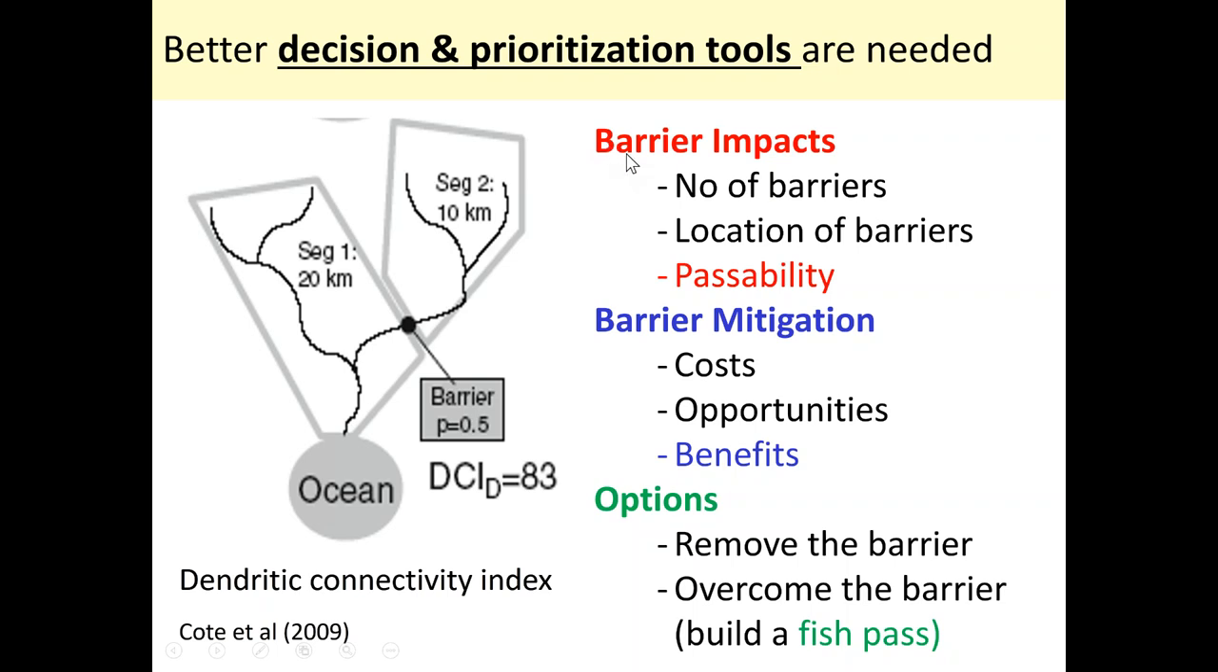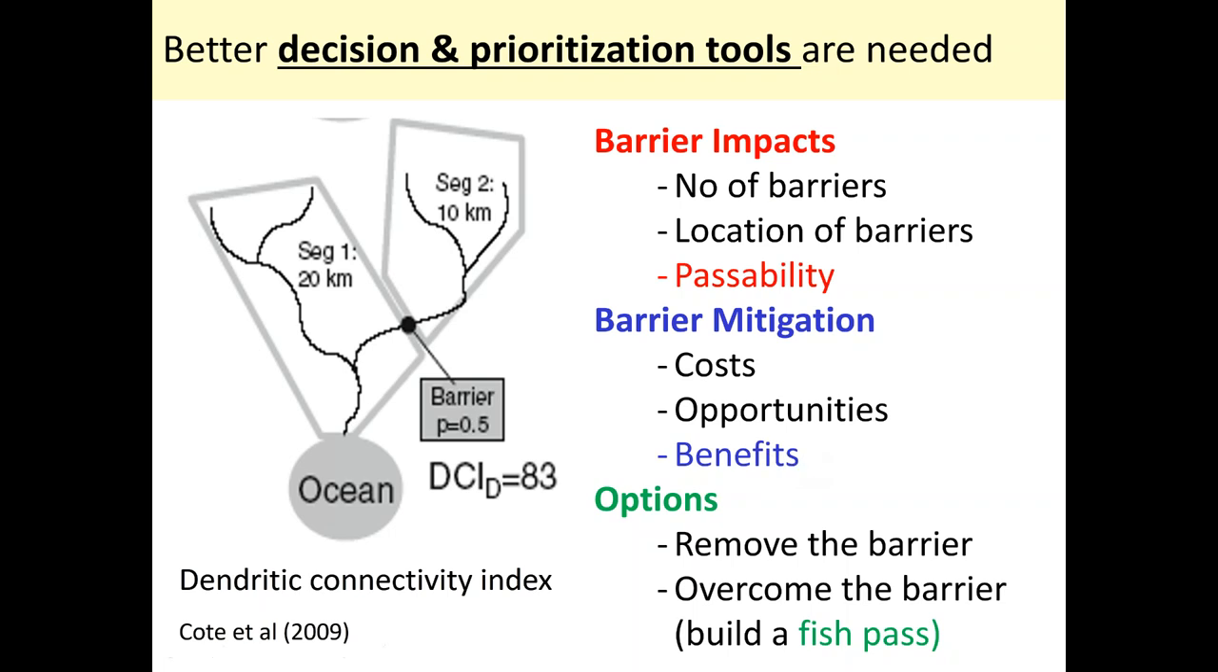The impact of these barriers is going to be determined by their number, but also perhaps more important, by their location and by so-called passability. How easy is it for fauna, for fish and other aquatic fauna, to overcome this barrier? And of course, the mitigation options are going to be determined by the cost, very often by opportunities. Sometimes this is more important than cost, and also by the benefits, which is perhaps one of the big unknowns that is becoming quite challenging to estimate.